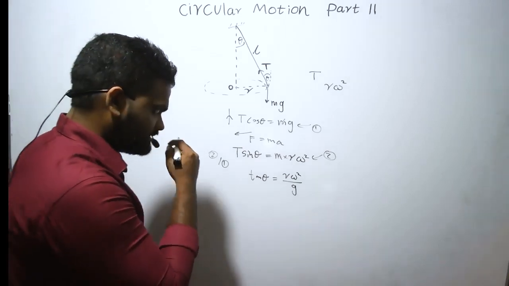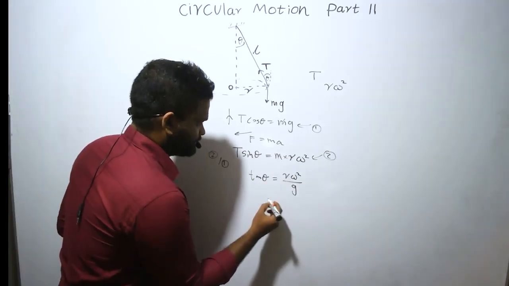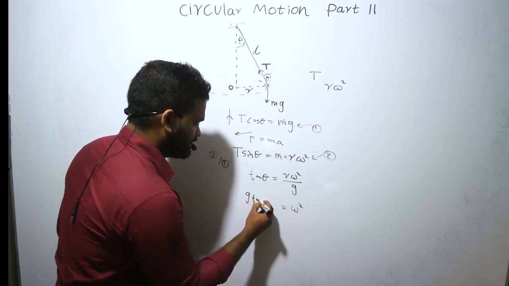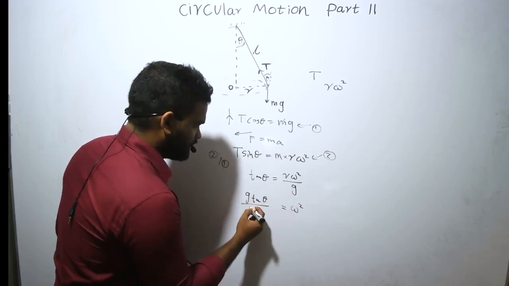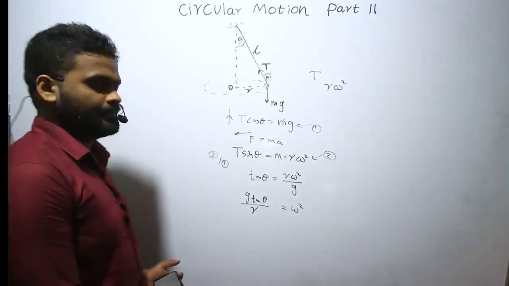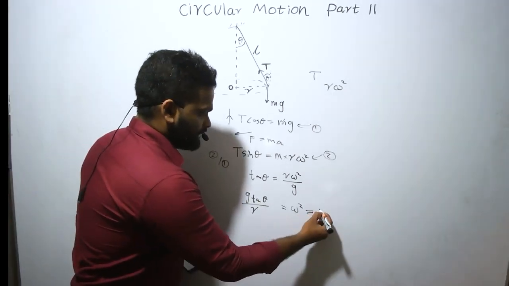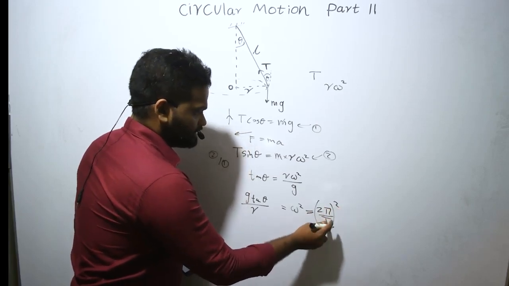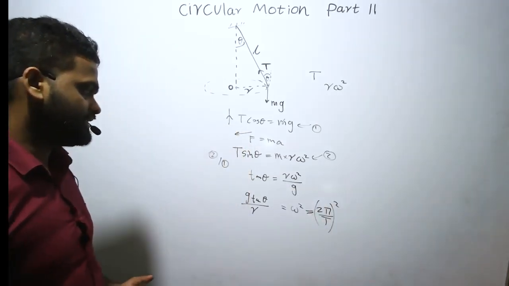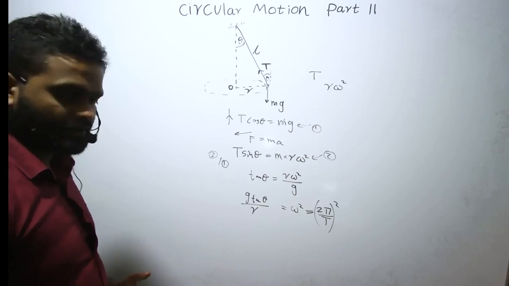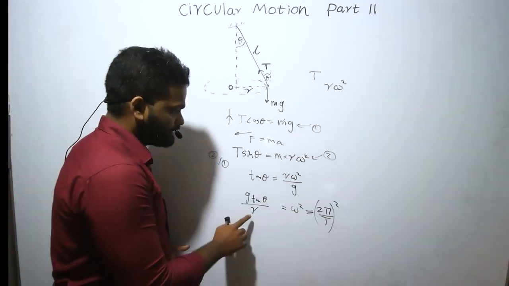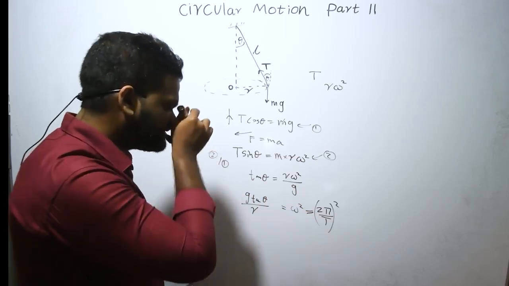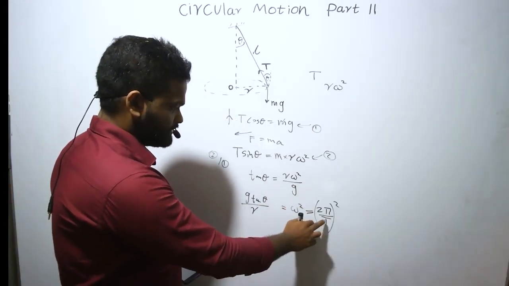I'll make omega squared the subject. So omega squared is equal to g tan theta divided by R. Okay, what is omega in terms of the time period? Omega is 2 pi divided by capital T. So that is omega. Remember that. We'll do that later. We need to make capital T the subject actually.